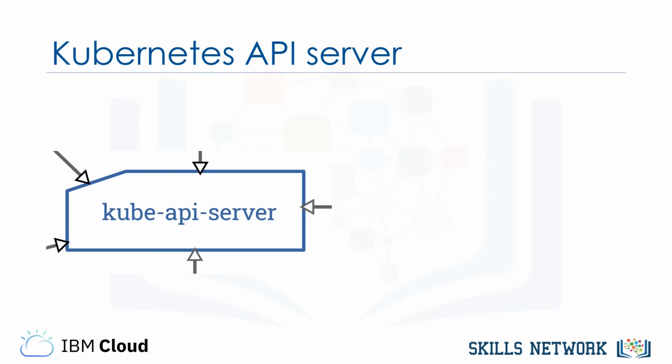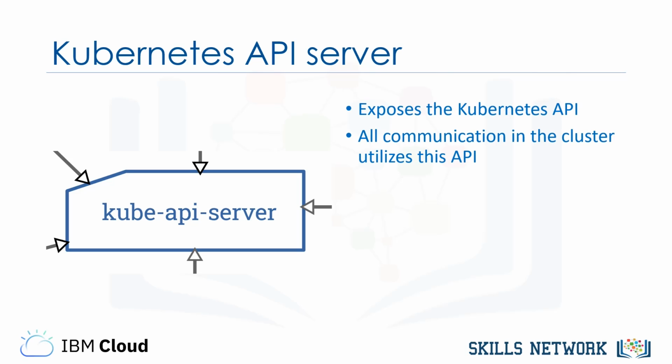First is the Kubernetes API server, which exposes the Kubernetes API. All communications in the cluster utilize this API. For example, the Kubernetes API server accepts commands to view or change the state of the cluster.